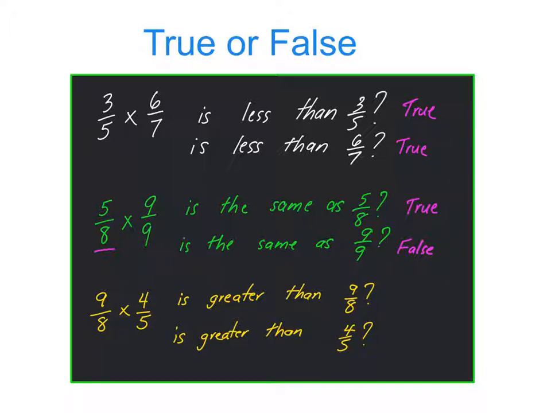Our final one, I have a fraction greater than 1 and a fraction smaller than 1. So carefully look at this. 9/8 times 4/5 is greater than 9/8. So I have to look at the 4/5 for that one. 4/5 will actually make it a little bit smaller, so that is false. And the final one, if I multiply 4/5 times 9/8, since 9/8 is bigger than 1, that will actually make my answer bigger than 4/5, which means it's true.